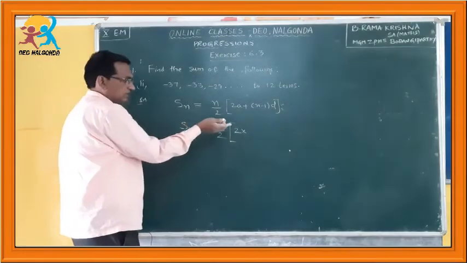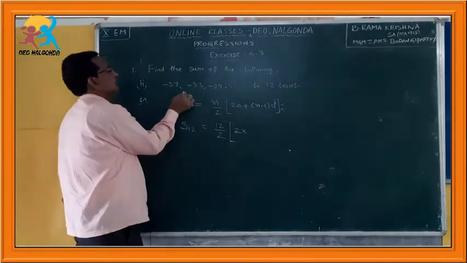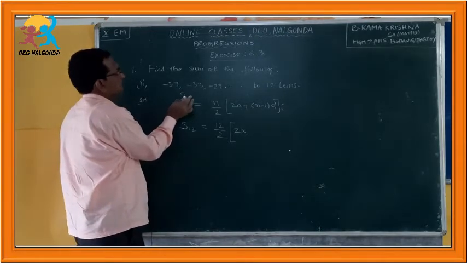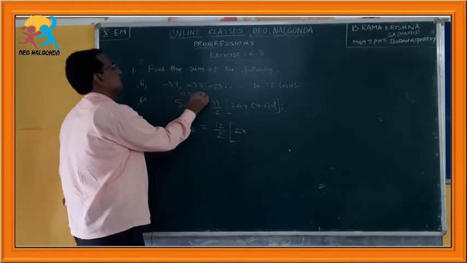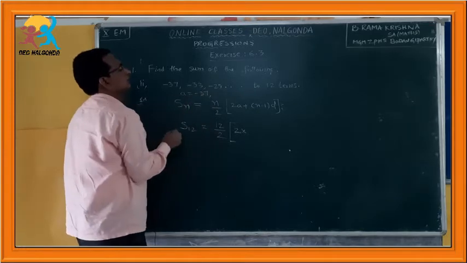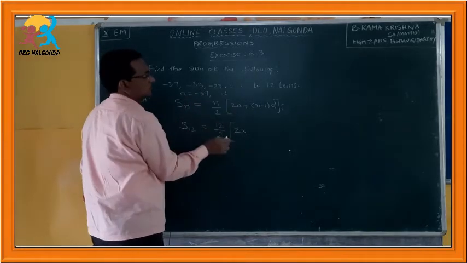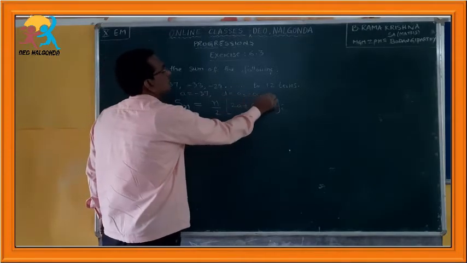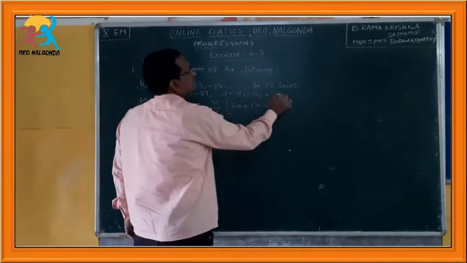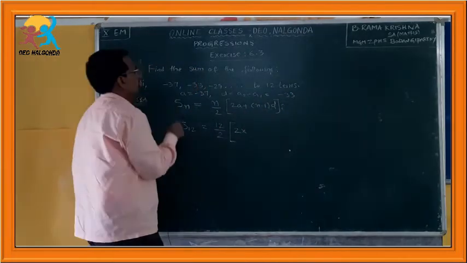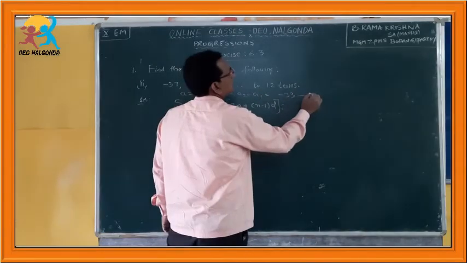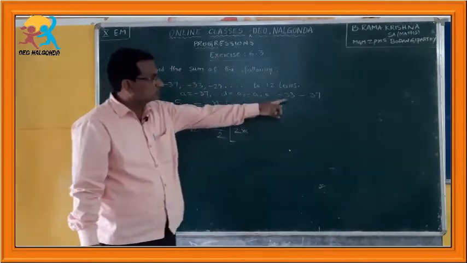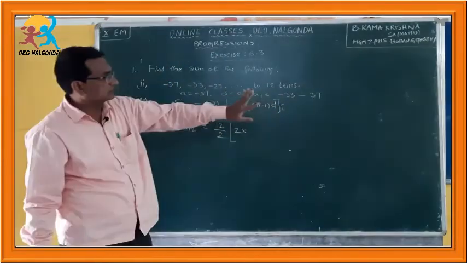If you do not want to write directly, you write here before starting this formula. A is equal to minus 37. Also you want to find what? D. D is equal to A2 minus A1, which is equal to minus 33 minus minus 37. Most of you will do it like this, minus 33 minus 37.